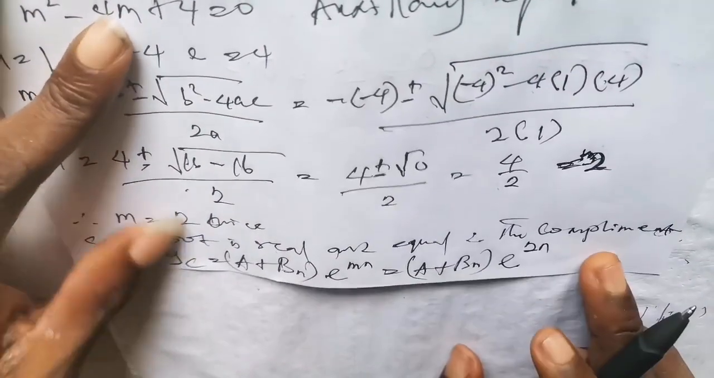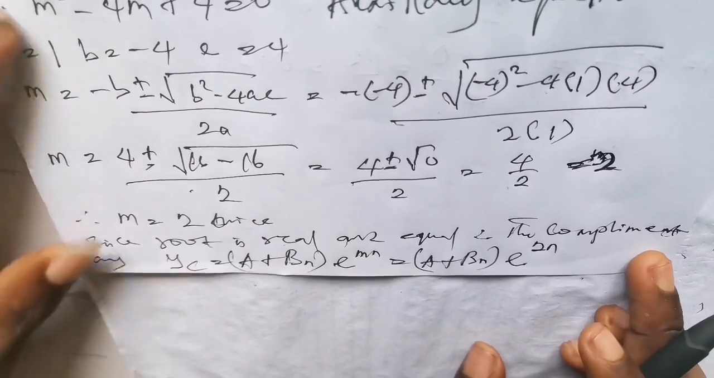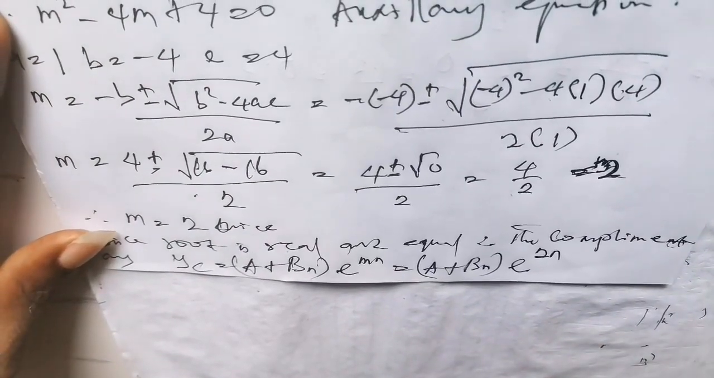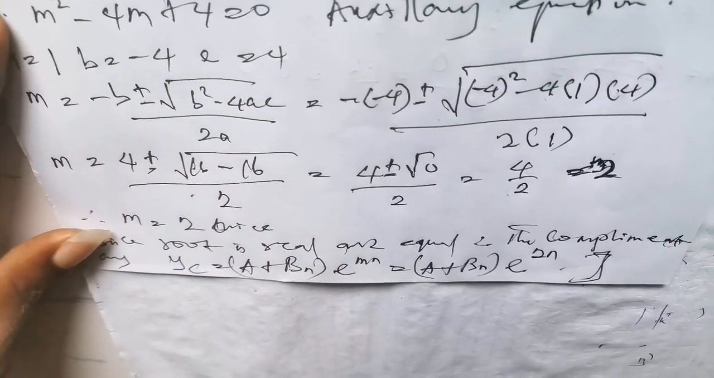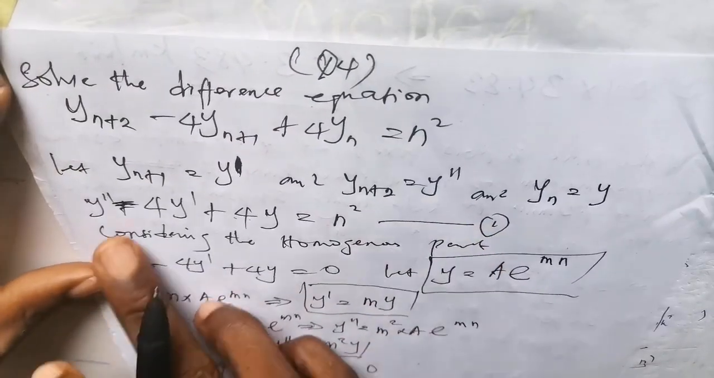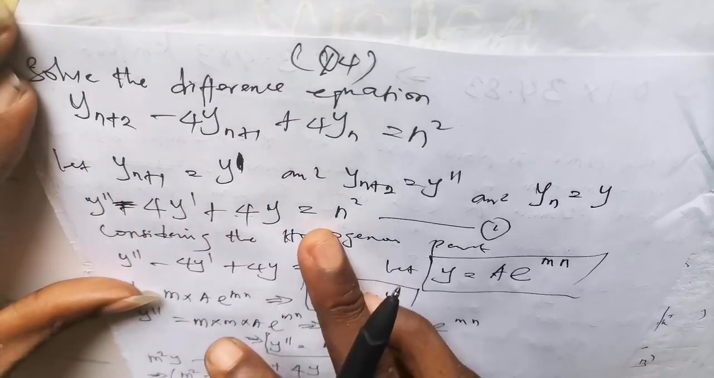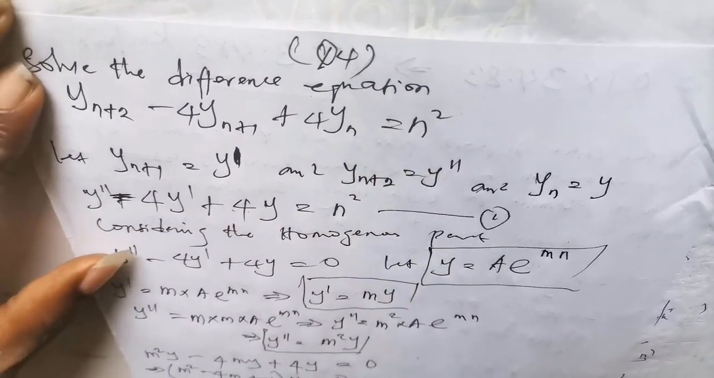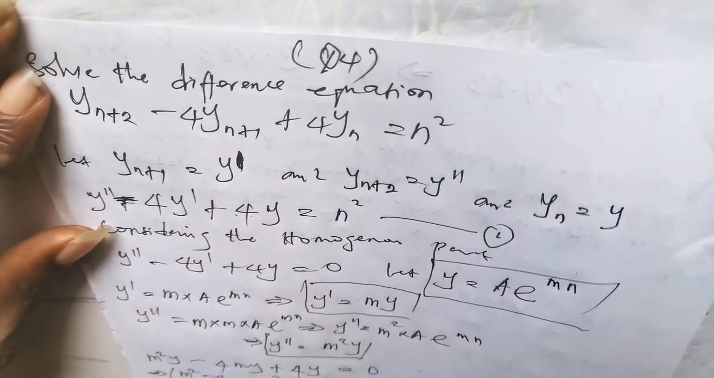And so this is now the complementary solution of the homogeneous part. Okay, so you keep this aside. We also have an inhomogeneous part there, not forgetting we have an inhomogeneous part in the equation. So from equation 1, you have y'' - 4y' + 4y = n squared. N squared here is the inhomogeneous part. So for that reason, we'll find the particular solution of the inhomogeneous part.